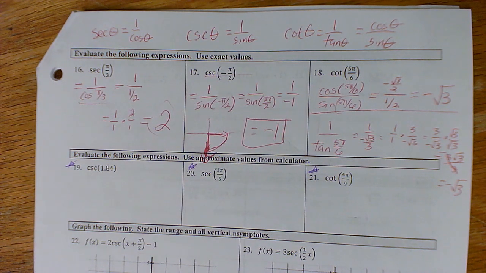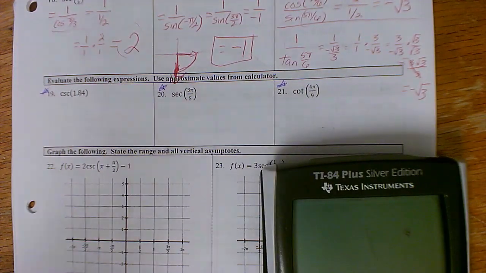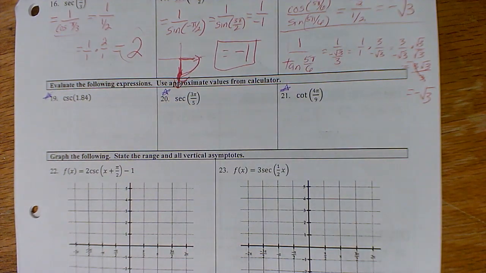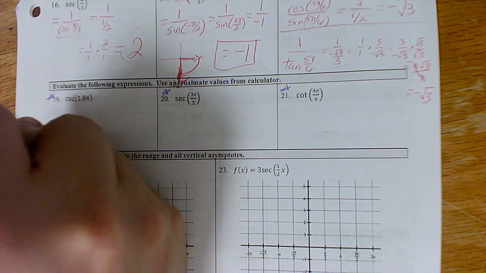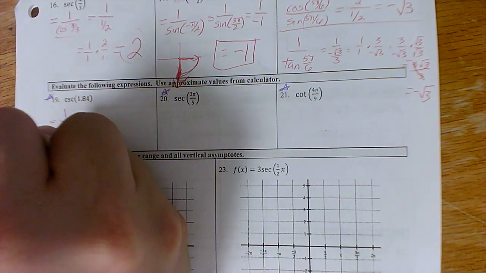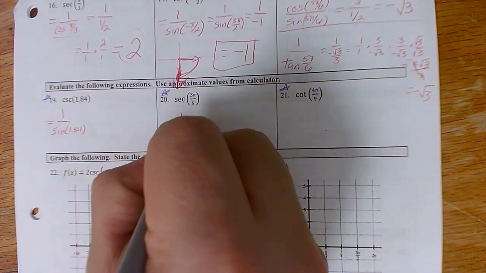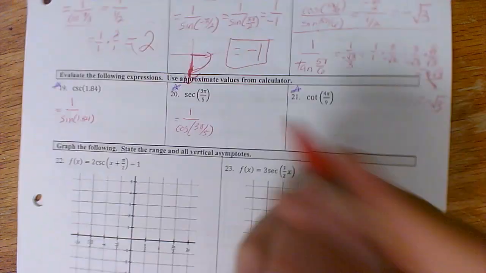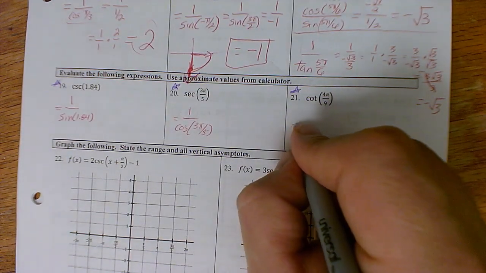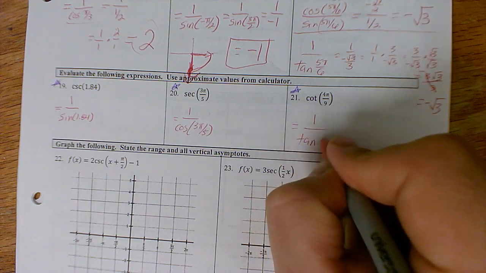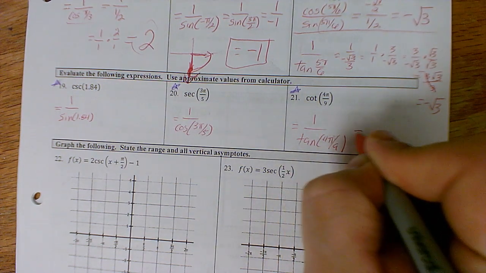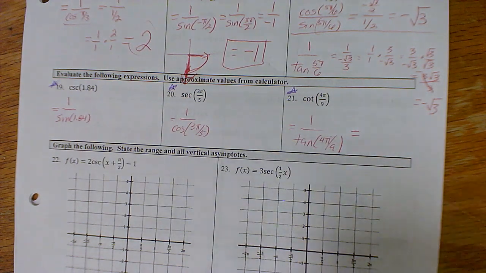Okay. Alright guys, now it's time to do the calculator ones. So, since these numbers don't nicely match the unit circle, I'm just going to be kind of lazy. I'm going to set all three of these up, and then we're going to talk about how you would type them in the calculator. So for cosecant, we're just going to type in 1 over the sine of 1.84. To do secant, we will type in 1 divided by the cosine of 3 pi over 5. And to do cotangent, I'm just going to take the lazy way out and do 1 over the tangent of 4 pi over 9. And there's really no other way to do this but to type them in a calculator.